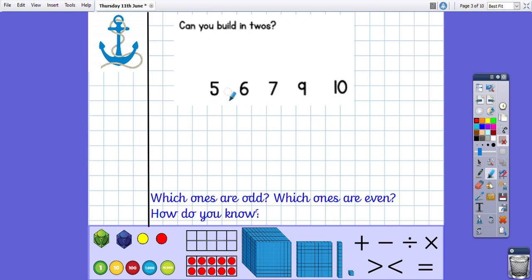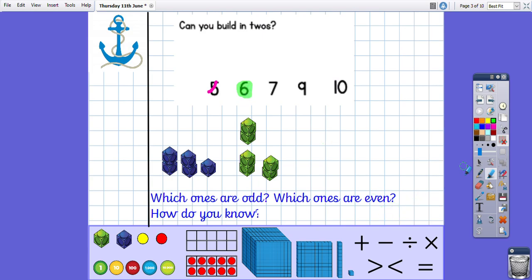Can you build these numbers in twos? So let's use our blocks. Can we build 5 in twos? So there's 1, 2, 3, 4, 5. So 5, no, we can't do that. Let's try 6. 1, 2, 3, 4, 5, 6. Yes, we can do 6. So we'll highlight that green because we can do that one.